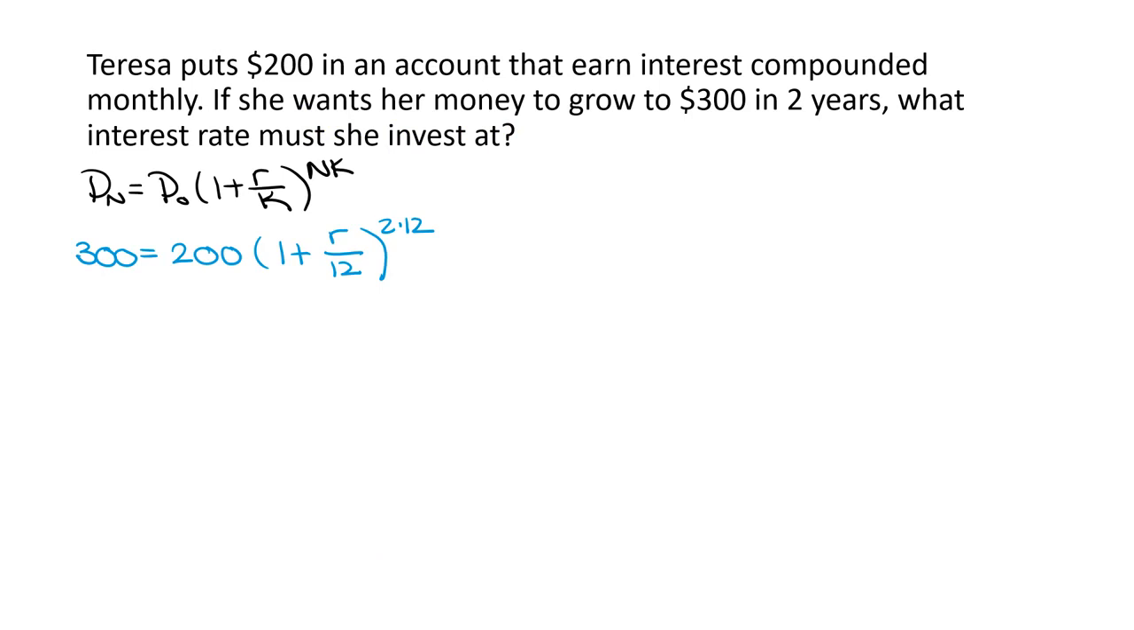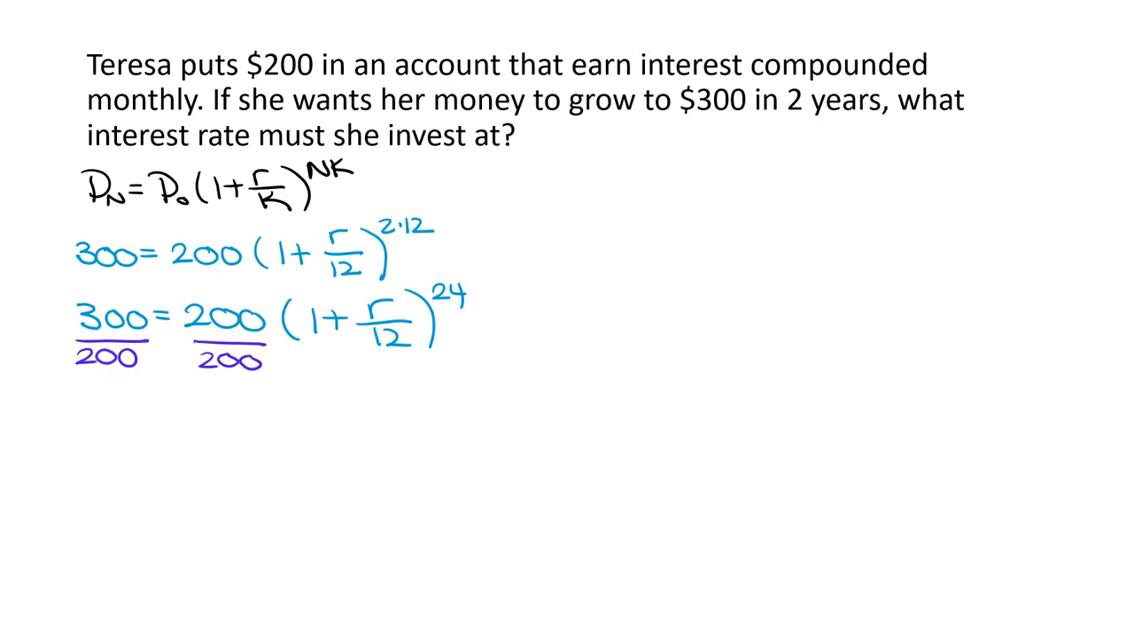Okay, so plugging the numbers in, the future value, the PN, is the $300. The initial amount is $200. 1 plus, we don't know R. It says compounded monthly, so K is 12. And then for the exponent, we're doing 2 years, so it'd be 2 times 12. And this is an equation that we can now solve for R. I'm going to start by just multiplying the 2 times 12 in the exponent, and I get 24.